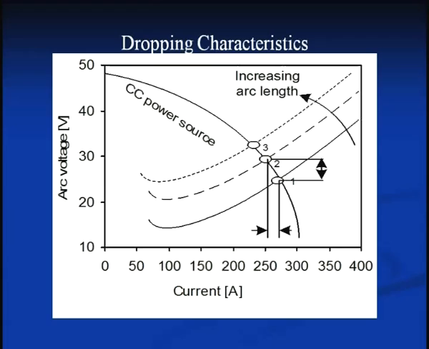With the change in the arc length, if the arc length is increased, then the operating point shifts from point 1 to 2, and this shift leads to an increase in arc voltage with a small change in the welding current. This small change in the welding current does not affect much the arc heat being generated during welding, and that is why it helps to produce a smooth weld bead and a sound weld joint.